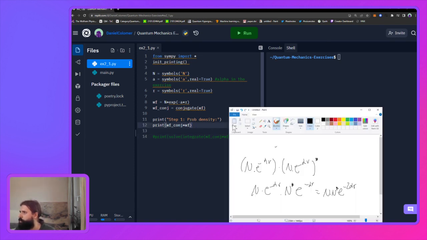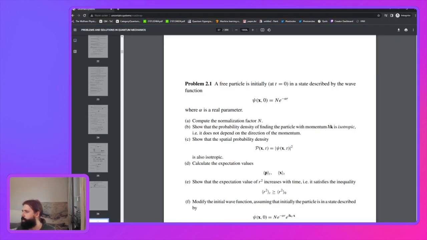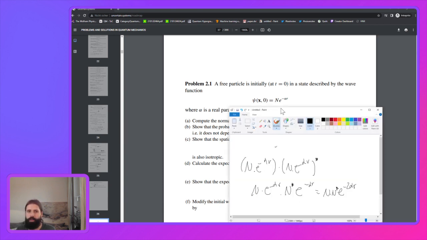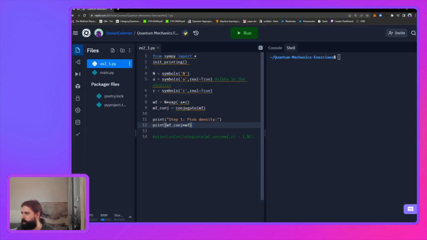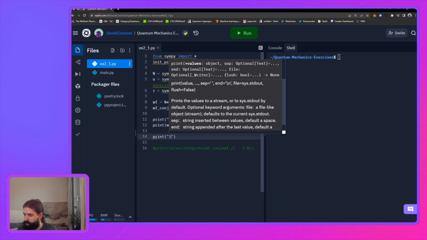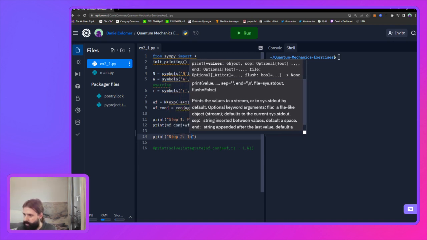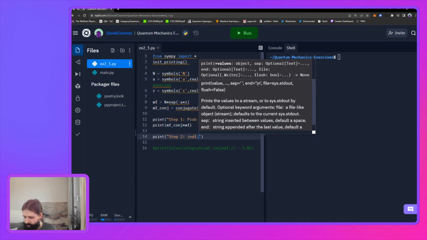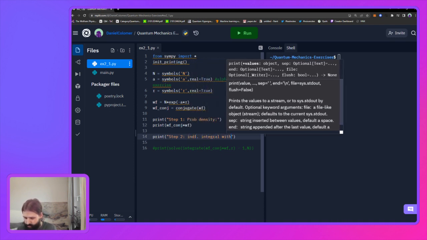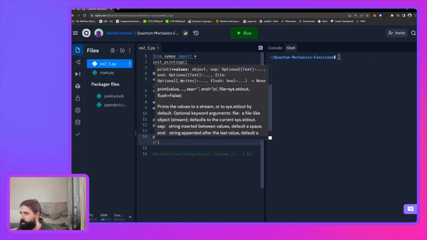Now what we need to do, the next step, right? So now that we have the conjugate, we need to integrate it. And so we need to integrate it with respect to r, right? So now we need to do basically print step 2, basically it's like an indefinite integral with respect to r, right?